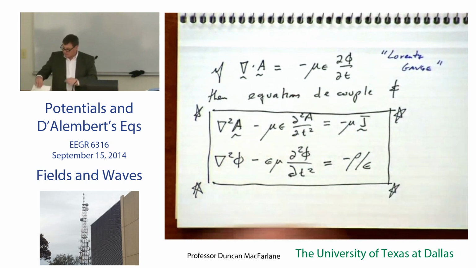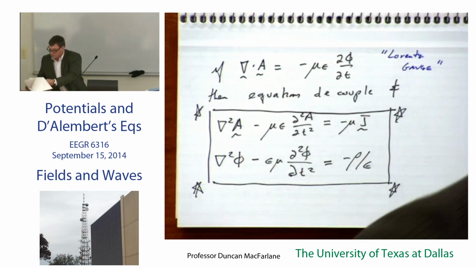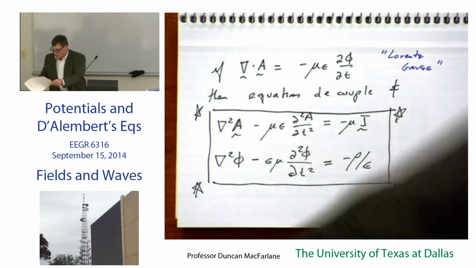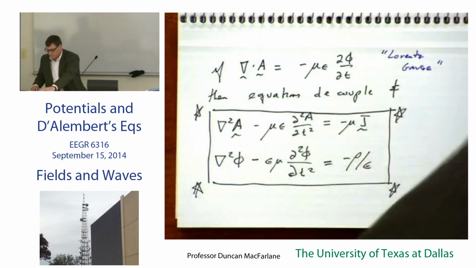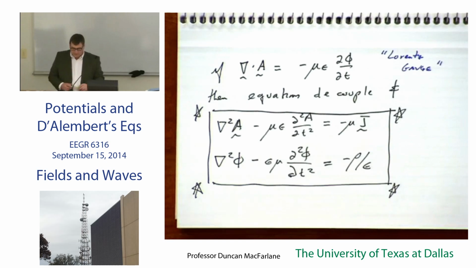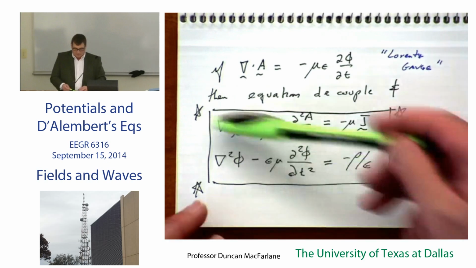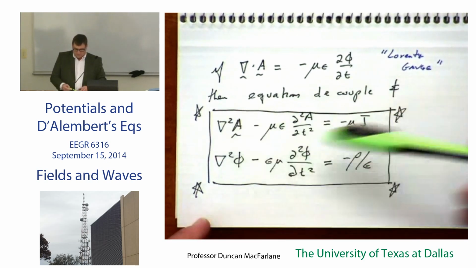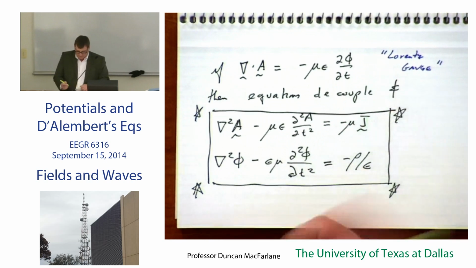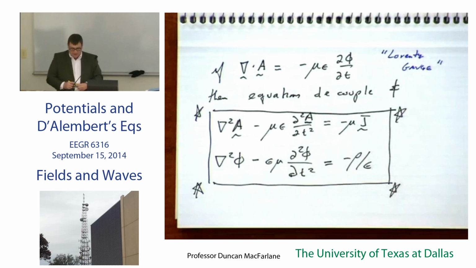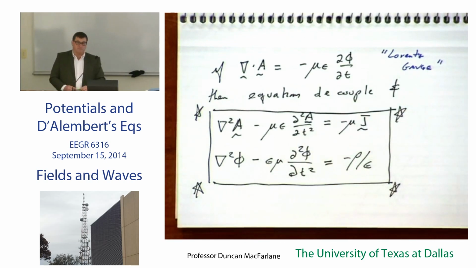Now before we get more comfortable with that gauge, let's take a little bit of time to just look at the structure of the two equations that we've gotten. And there's a beautiful parallel through these two equations. One's for the vector potential, A, and the other's for the scalar potential, phi. So one's a vector equation, the other's a scalar equation. Okay?